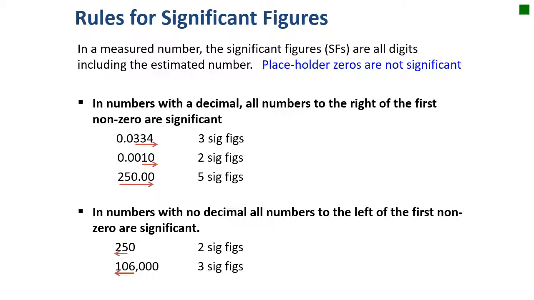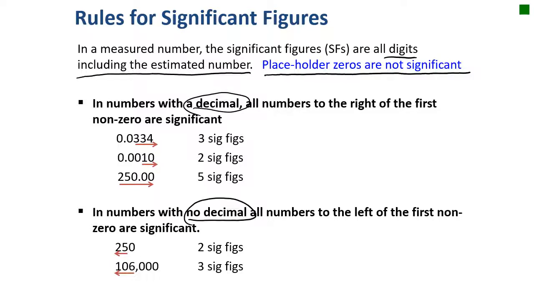So, rules for sig figs. The best way to look at sig figs is to realize that placeholders, which just keep track of how big or how small the number is, are not significant. So, when we have a measured number, the significant figures are all the digits that we have, including the measured number. So all we need to consider are numbers with and numbers without a decimal. If the number has a decimal, the rule is all the digits to the right of the first non-zero value count.